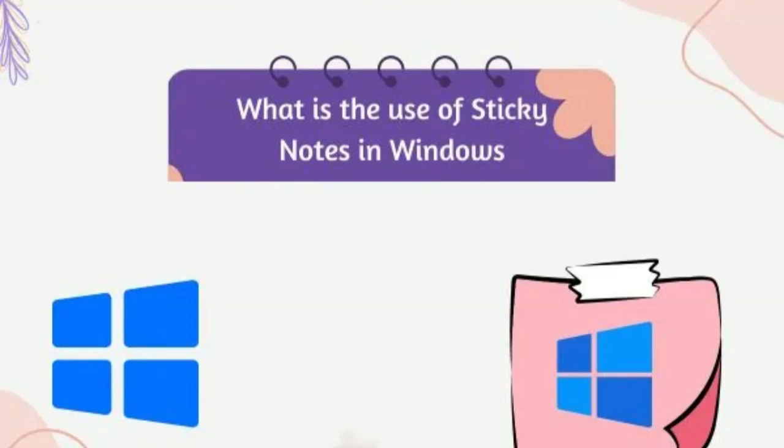How to use sticky notes. Open the Windows search bar and type STI. Click on the sticky notes icon. Type your note. You can change the color of the sticky note by clicking on the three dots in the top right corner. To create a new sticky note, press Ctrl N. To close a sticky note, press Ctrl W. To close sticky notes one by one, press Ctrl Shift Tab.